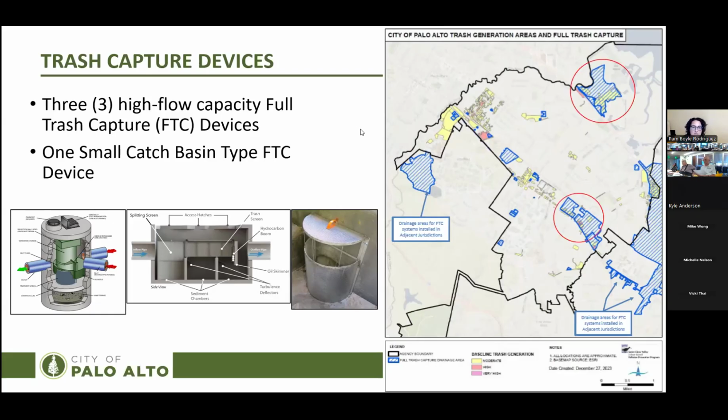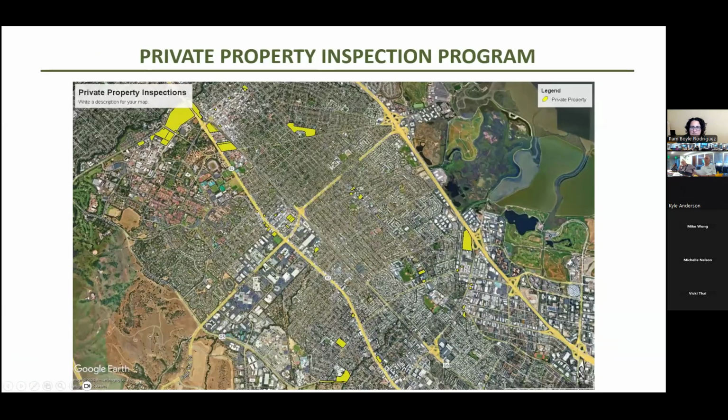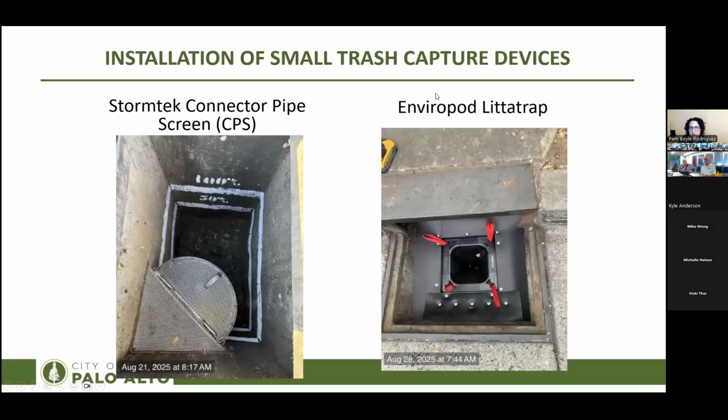One thing we've been doing is putting in a lot of small ones, and there are 2 main kinds. If you can imagine looking inside the storm drain inlet, you remove the grate and you're looking into it. This is what one might look like.